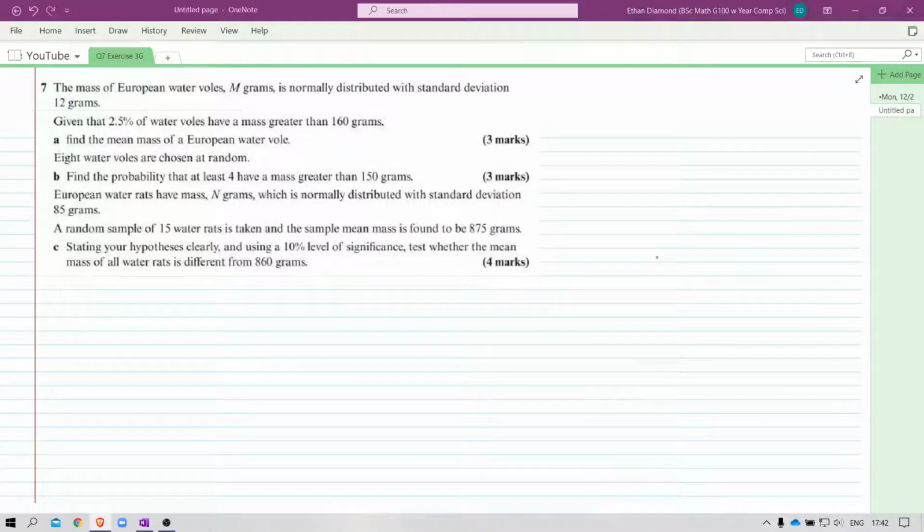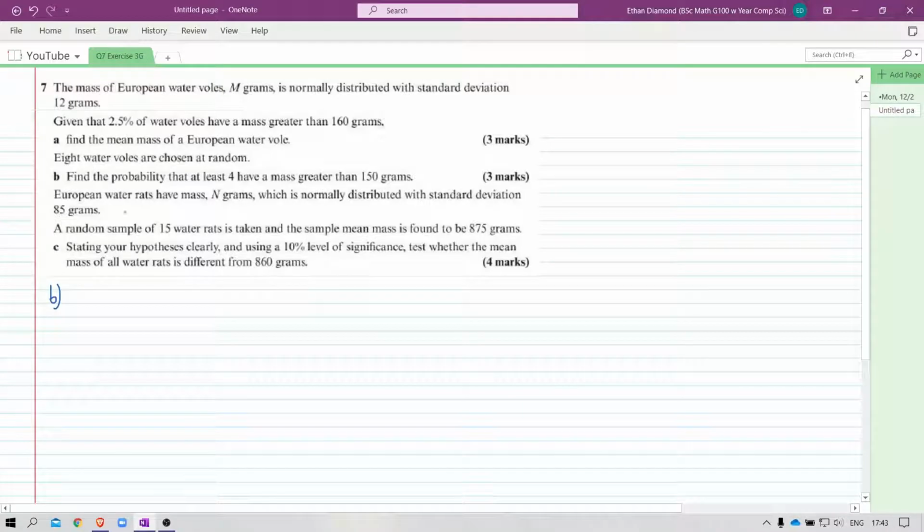Okay, so this is part B and C to the question 7 exercise 3G hypothesis testing. Check out my part A if you want to know more about the standard normal and how to work those things out. Okay, so part B.